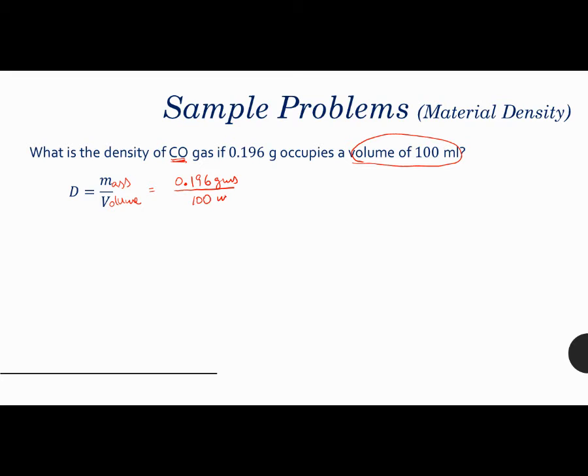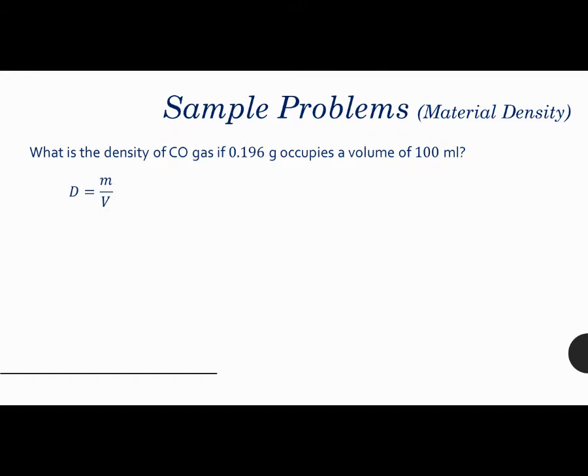So 100 milliliters. I need not take my calculator because when you divide a value by tens or hundreds, based on the number of zeros, the decimal point moves. I see that there are two zeros in 100, right? So when you divide, the decimal should go to the left side by two places. Therefore, 0.00196. We use the same units, that is grams per milliliter. So that is the density of carbon monoxide. It's a very simple example.